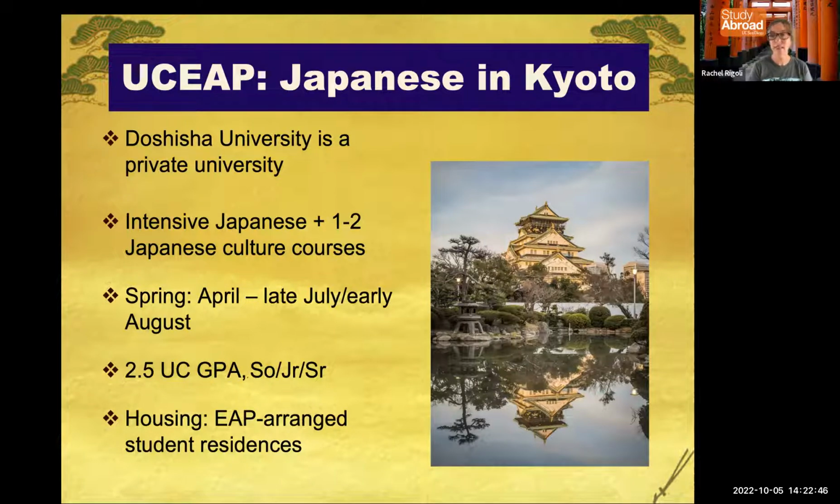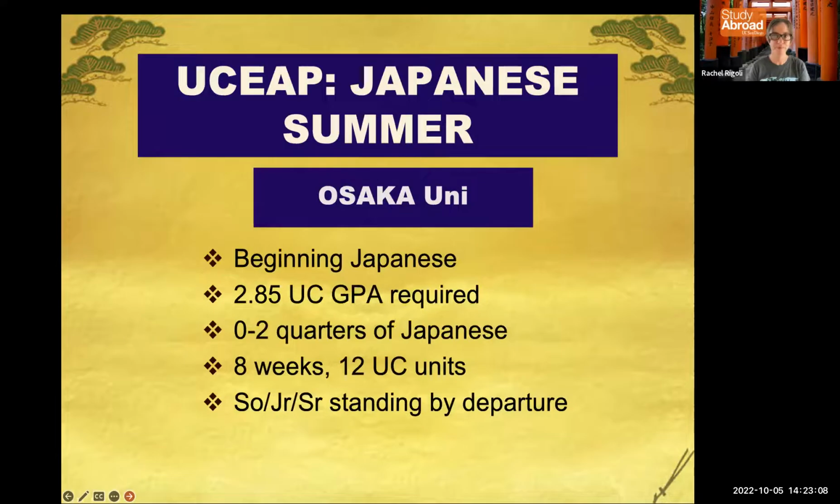And this program has the lowest GPA requirement out of all the EAP programs. It's a 2.5 GPA or higher. And then pre-COVID, EAP arranged for students to live in student residence. I think they were privately run student residences. So if you are interested in studying language, Japanese, and being in Kyoto, this would be the program for you.